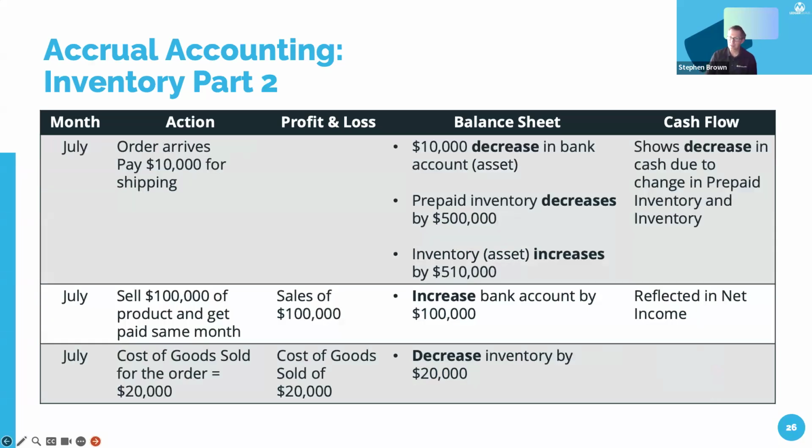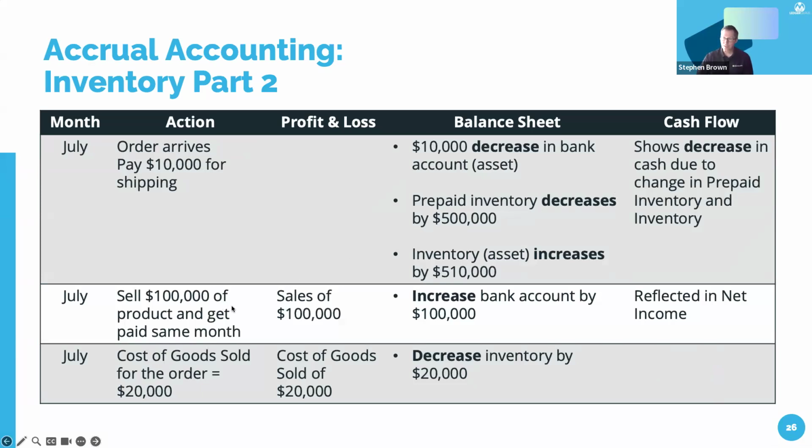I pay $10,000 for shipping. My bank account goes down, and I'm going to move that. My order's done. Yay. I'm going to move that prepaid inventory into an inventory account that also includes the value of shipping, landed costs. And so I decrease the amount of prepaid inventory.